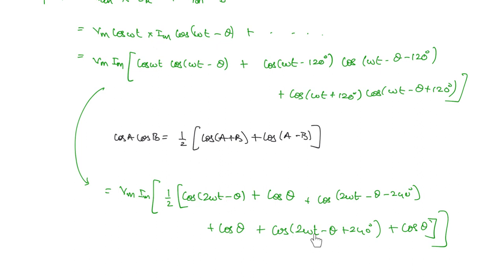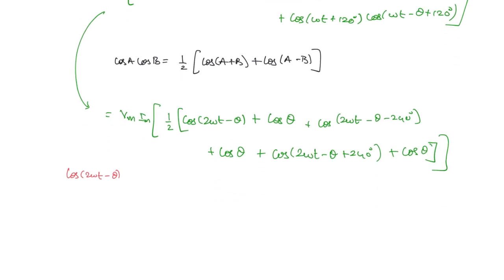Now these three terms form a three-phase balanced system, right? You can see cos(2ωt − θ). The next one is cos(2ωt − θ − 240°), which you can write as cos(2ωt − θ + 120°). And finally cos(2ωt − θ + 240°) you can write as cos(2ωt − θ − 120°). So you can see that these are a balanced three-phase system. This phasor is leading this by 120 and this phasor is lagging this by 120 degrees.